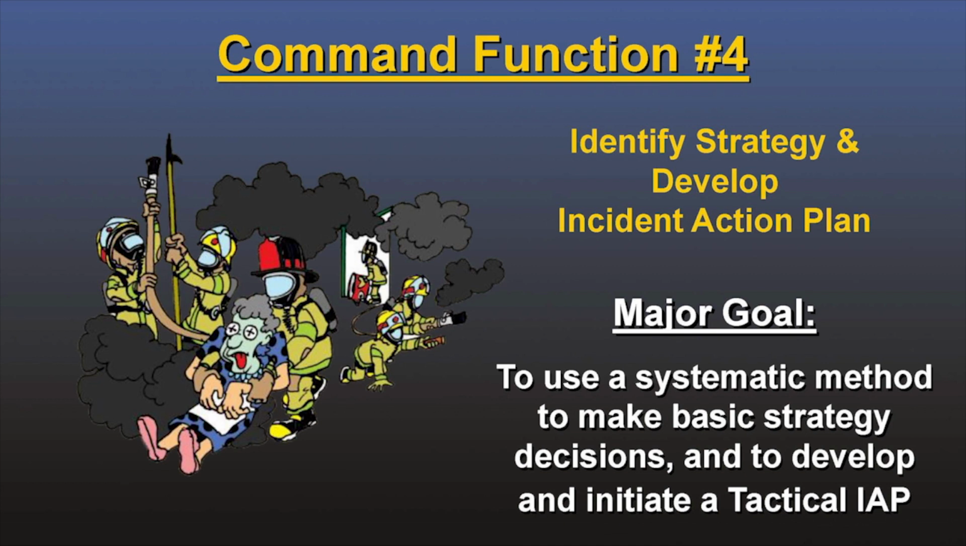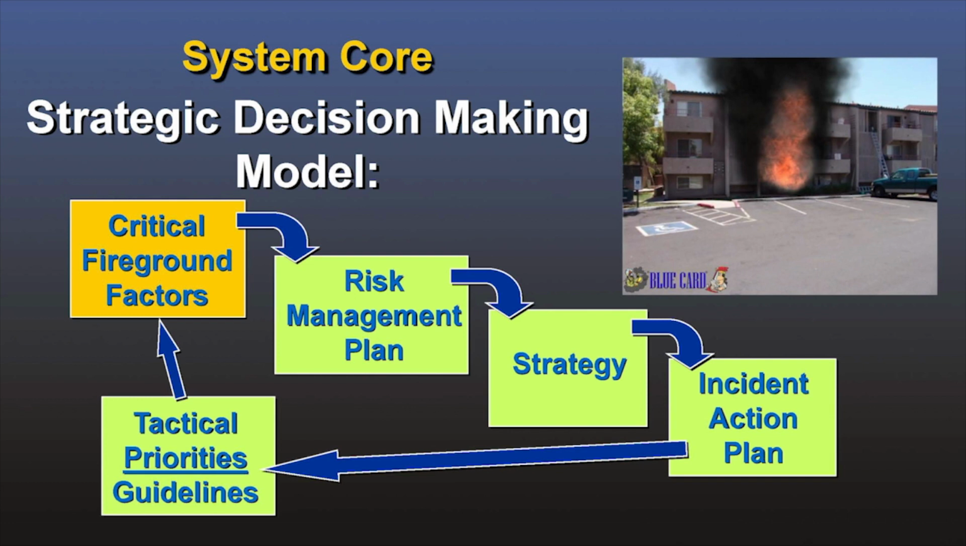Command function number 4. Identify strategy and develop an incident action plan. Major goal: to use a systematic method to make basic strategy decisions and to develop and initiate a tactical incident action plan. Here we are again at the core of the system, the strategic decision-making model. It is our evaluation of the critical fire ground factors that allows us to develop a comprehensive risk management plan. From there, we'll create our strategy, being offensive or defensive, and then we'll move into our incident action plans with a task, location, and objective for every company on the fire ground. From there, we'll help reach our tactical priorities that are backed up by our guidelines and standard operating procedures.